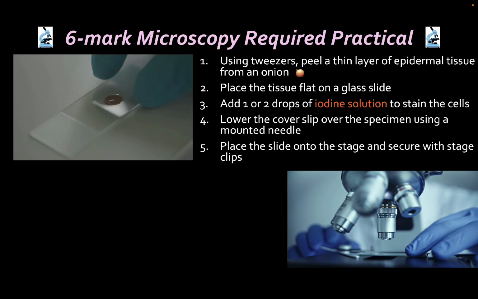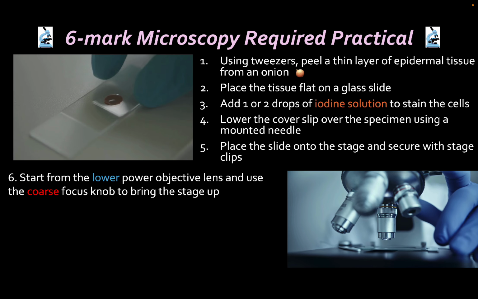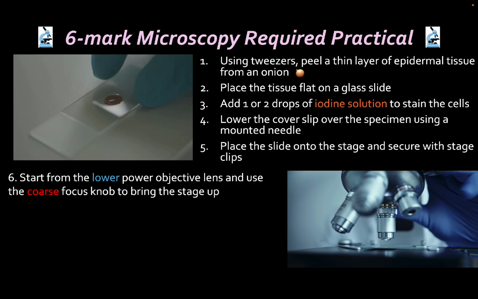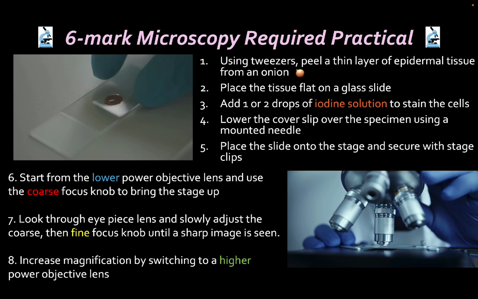Step 5. Place the slide onto the stage and secure it with stage clips. Starting from the lower power objective lens, use the coarse focus knob to bring the stage up until the specimen is nearly in focus. Look through the eyepiece lens and slowly adjust the coarse, then fine focus knob until a sharp image is seen. And finally, increase the magnification by switching to a higher power objective lens, then refocus using the fine focus knob to observe cell details like nucleus, cytoplasm and cell wall.